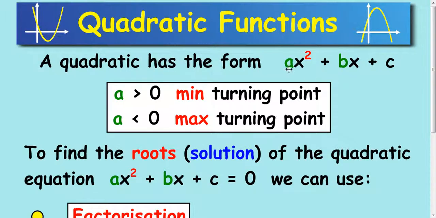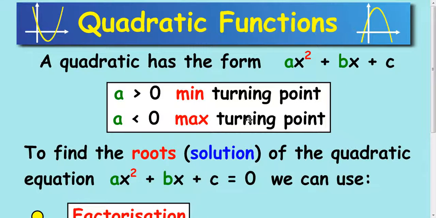Now it always takes this form, ax squared plus bx plus c, where a, b and c are variables. b can be 0 and so can c, but a cannot. If a is 0, then it's no longer a quadratic because you don't have this x squared term. a bigger than 0, or positive, gives you a minimum turning point, and a less than 0 gives a maximum turning point.